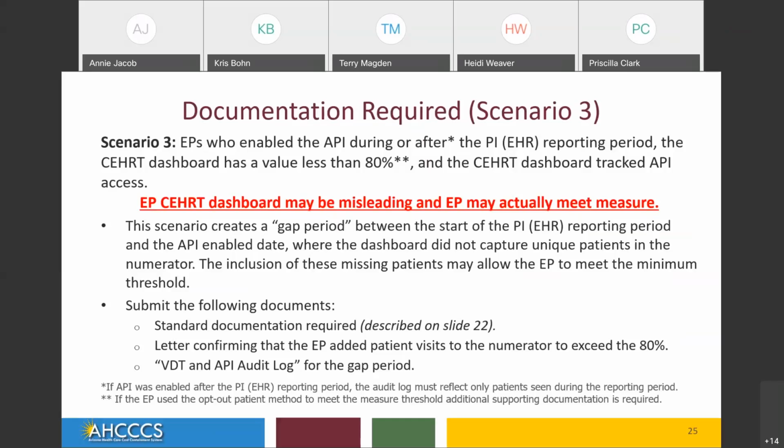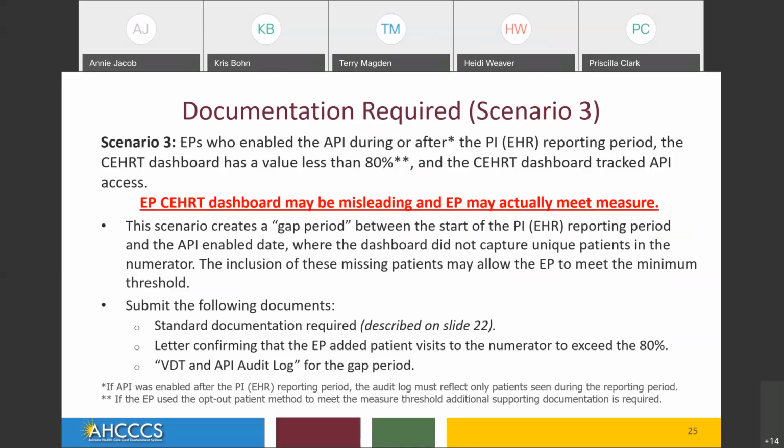During that gap period, which is the start of the PI reporting period and the API enabled date, remember that part is where the gap period occurred. The inclusion of these missing patients may allow the EP to meet the minimum threshold because those patients were not being tracked in the percentage-based dashboard.